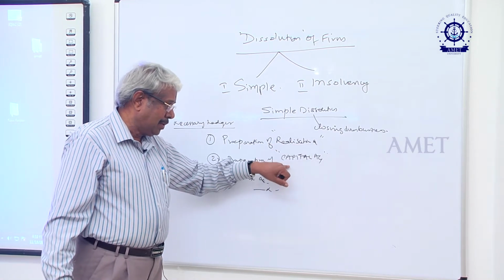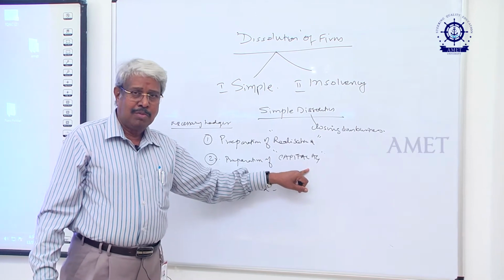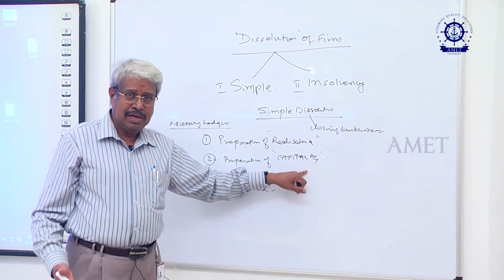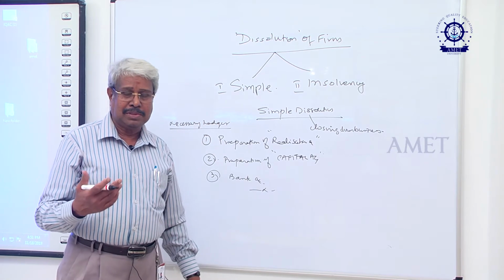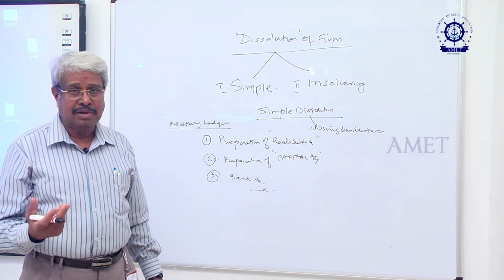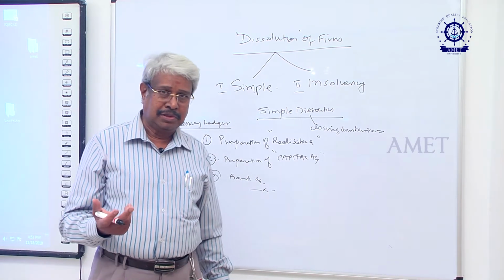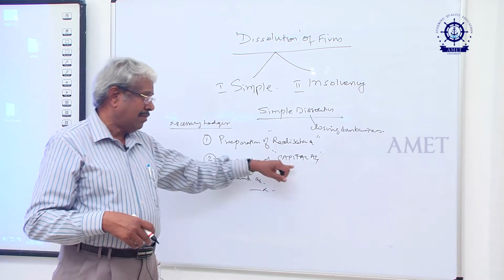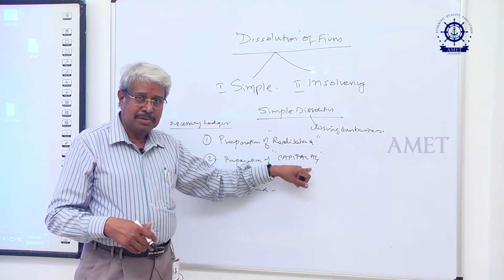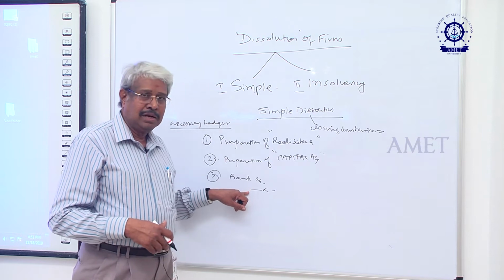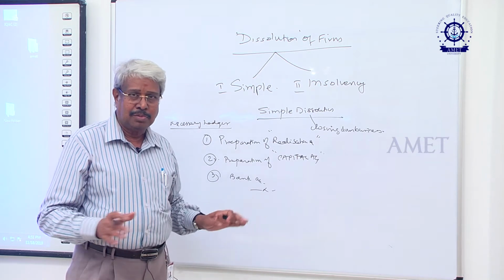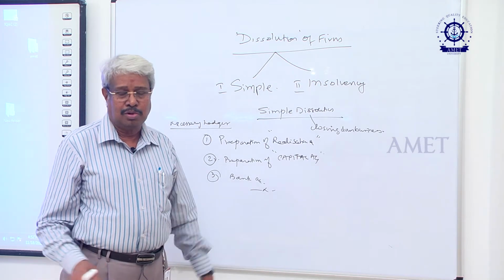Then we have to prepare the capital accounts to find out what is the amount to be paid to the partners and what is the amount to be received from the partners. Depends upon the capital position, whether they have a debit balance or a credit balance. That depends on the availability of the money in the business. Then finally, setting down the bank account, closing down the cash. Suppose if the cash is settled down, the accounts are closed.